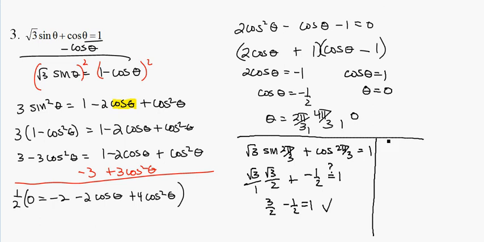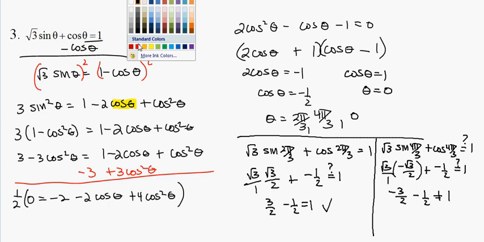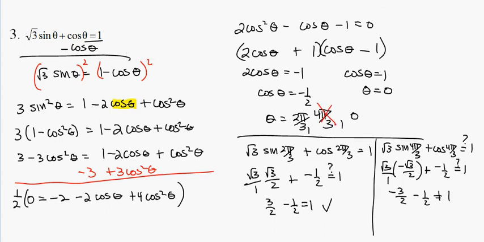So the next one is 4 pi thirds, so I get radical 3 times the sine of 4 pi thirds plus the cosine of 4 pi thirds, and does that equal 1? Radical 3 times the sine of 4 pi thirds is going to be negative radical 3 over 2 plus negative 1 half. Is that equal to 1? I'm going to go with no. So that's negative 3 halves minus a half, which is not equal to 1. So therefore we want to cross out the 4 pi thirds.